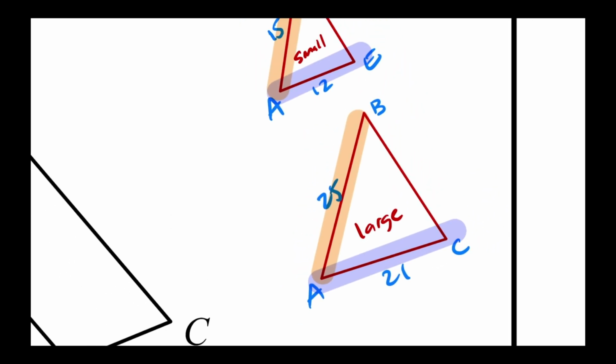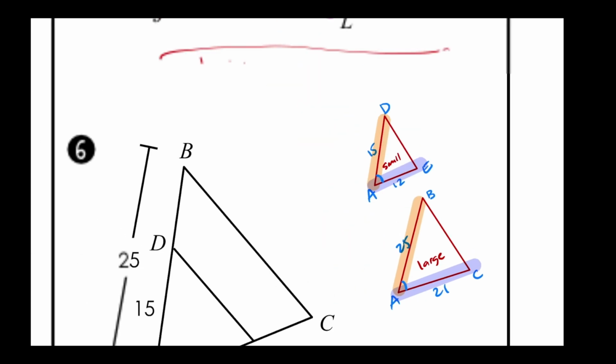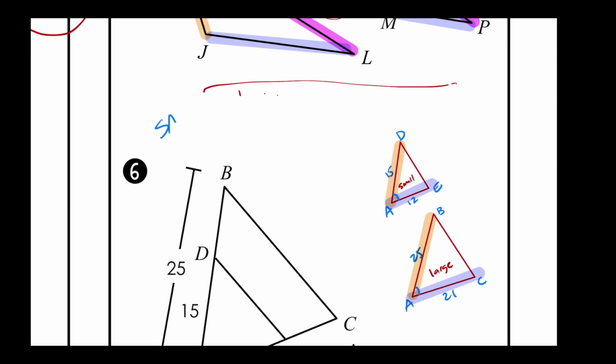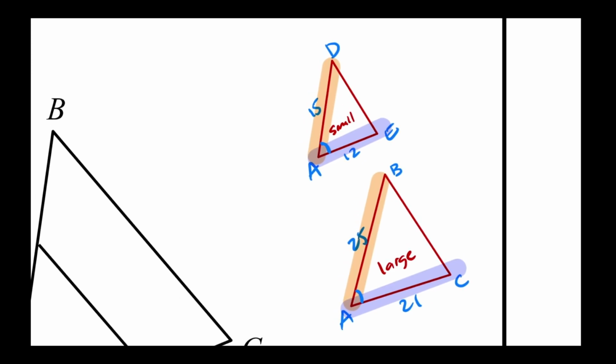So we can say, like we talked about yesterday, because of the reflexive property, that angle A and angle A are the same, so they are equal to each other. So we have the angle. Yay. If we're using SAS Similarity, we have the angle already. Now we just have to check the sides.